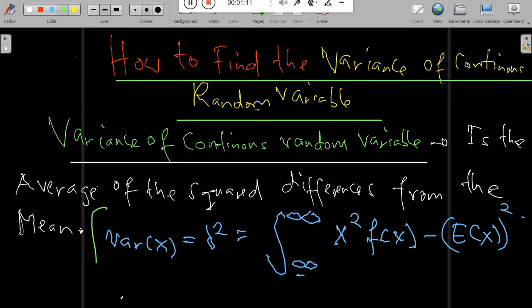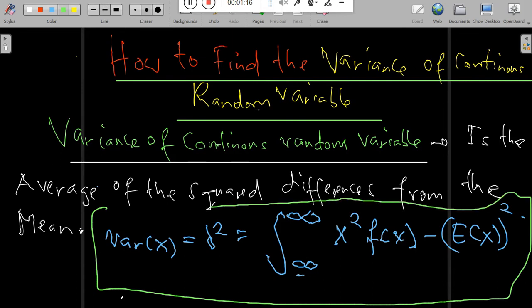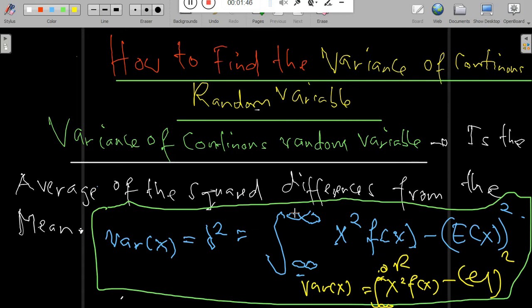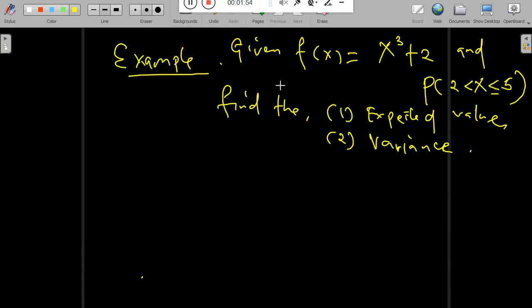So we take out the expected mean and we square it, as you can observe. The variance of x is given by the integral from negative to positive limit of x squared times f(x), minus the expectation mean squared. So the variance of x is given by the integral of f(x) minus mu squared.